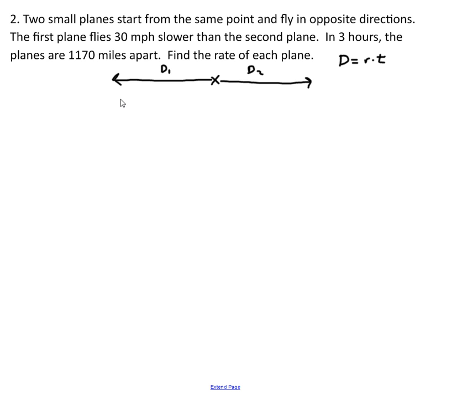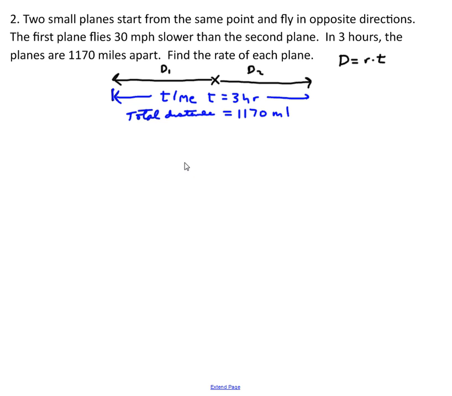Well, we know that both planes have been flying for the same amount of time, right? So we know that plane number 1 and plane number 2 have both been traveling for 3 hours. So time t equals 3 hours for both. So this is our first thing that we know. We also know that the total distance of the two planes leaving from the same spot is equal to 1,170 miles.